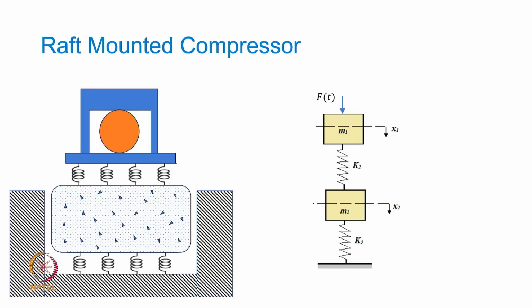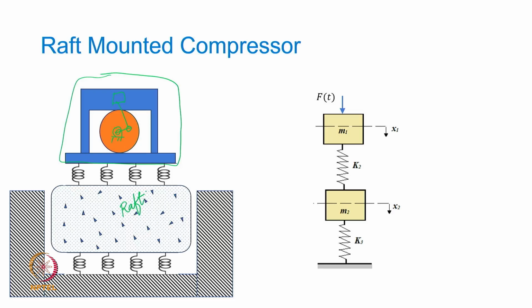a practical system like a raft mounted compressor, which is basically going to have a reciprocating mechanism here, let's say a reciprocating compressor, which is going to generate excitation to this compressor bed. Okay, so this is an entire compressor system, maybe driven by an electric motor, and in ships typically what happens is that these equipment are not directly connected or mounted on the foundation, connected to the hull. They put them on a bed called the raft.